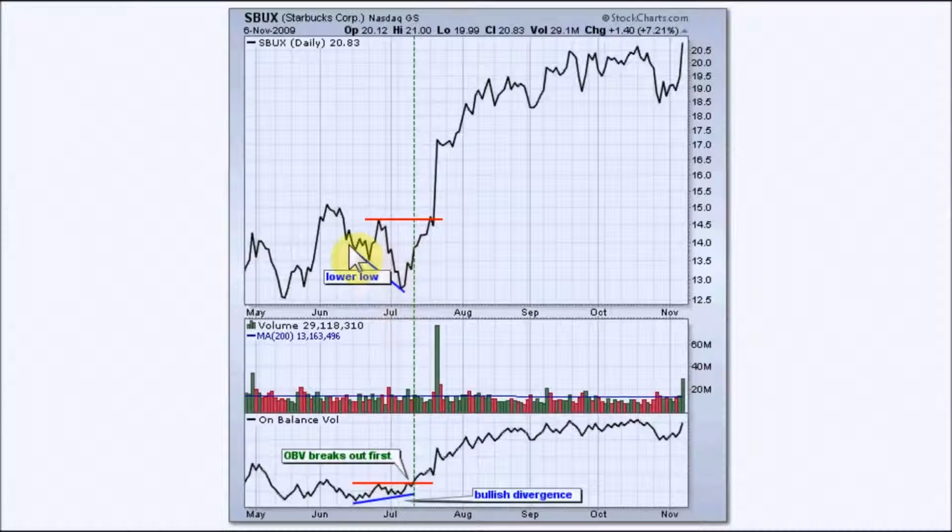Now, when you draw a line through the lows of Starbucks right here, it is a descending line. But when you look at the bottoms of the OBV, it was rising. On this day right here, it broke up above its latest level of resistance. When you go up, that was right here, and that was well before the stock broke above its last level of resistance.